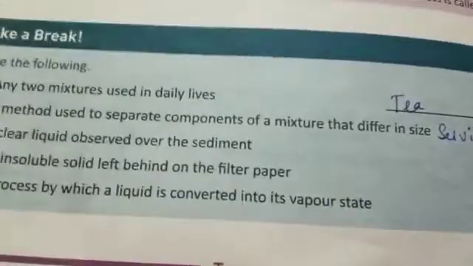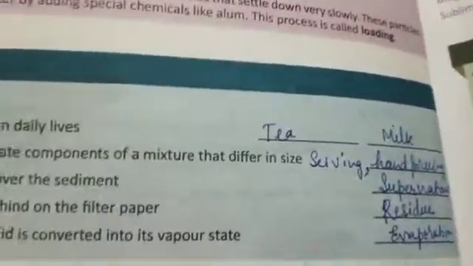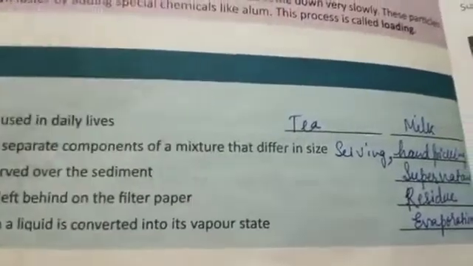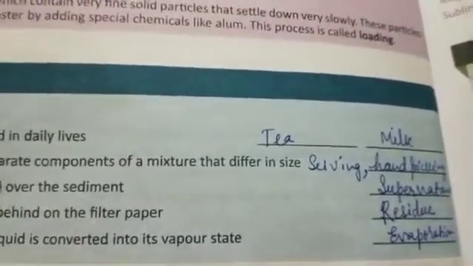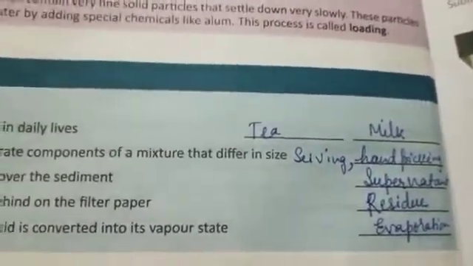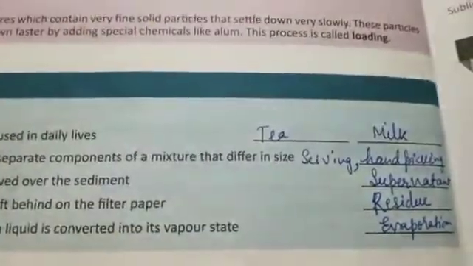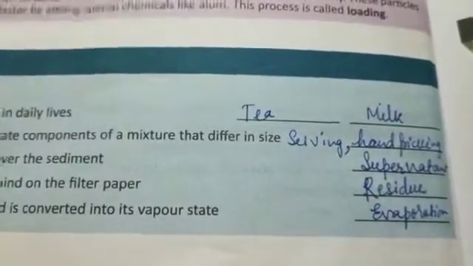Again we will come to page number 32. In page number 32 you need to write any two mixtures used in daily lives. So you can write tea and milk. We use hand picking or sieving to separate the components of different size. The clear liquid over sediment is called supernatant liquid.